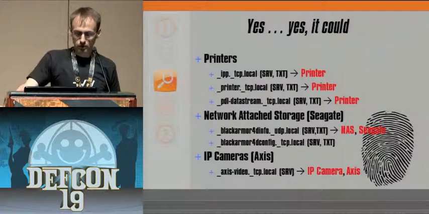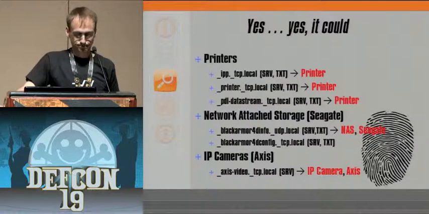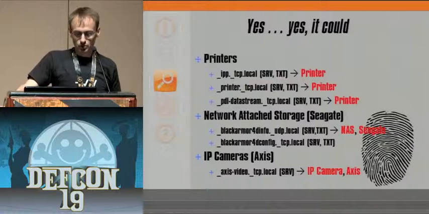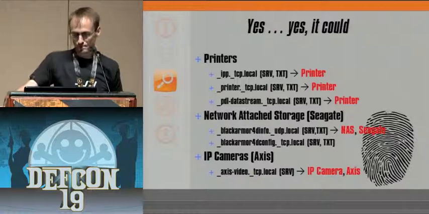And I find in particular that those HP JetDirect cards have all three. Now, if you have _blackarmor4d-info._udp.local, _blackarmor4d-config._tcp.local, service and text records, you're not only dealing with a network attached storage, or NAS, but you're also dealing with one specifically from Seagate. IP cameras: if you have a host with the _axis-video._tcp.local service record on it, you're pretty much dealing with an IP camera, and you are dealing with an Axis IP camera. They're very specific in that name.